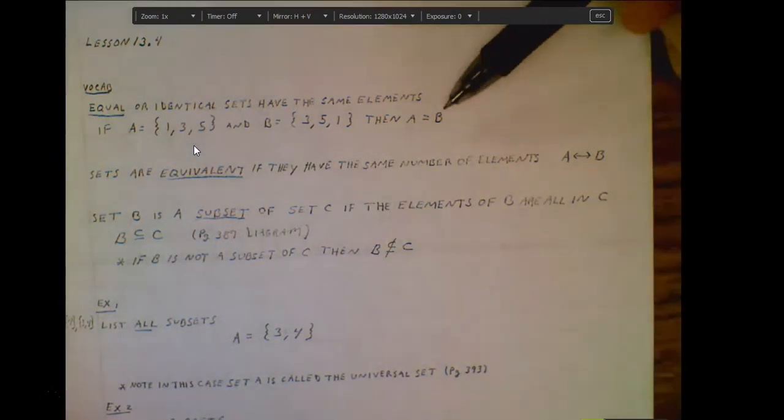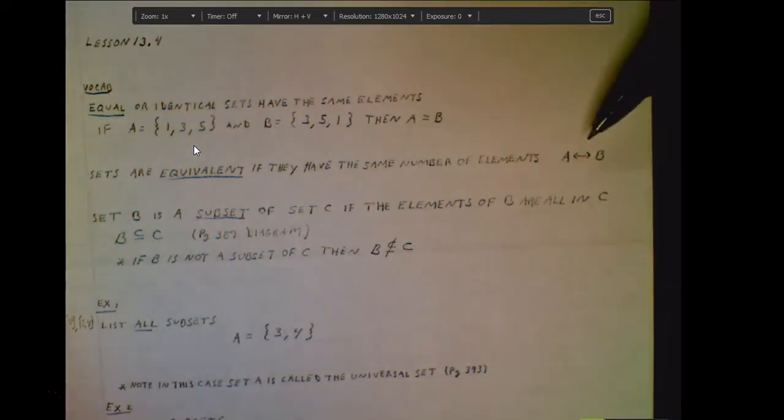A couple symbols you should know for those. Really important for this chapter that you know the notation and the symbols. That's a big part of this chapter. You've got to be familiar with those.